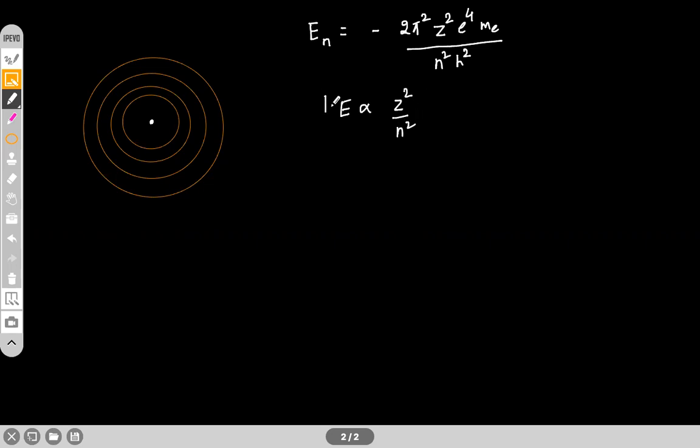And we have also discussed that these energy levels have a certain amount of energy, and if I write it down for any orbit, suppose the nth orbit, the energy is given by the formula we have seen, and that formula is negative of 2 pi square Z square e to the power 4 m e divided by n square h square. This is the formula of energy. You see, this energy E is directly proportional to Z square by n square. And this is what we discussed last class.